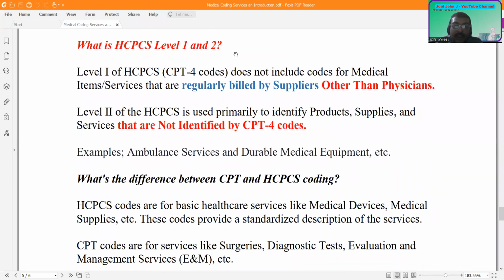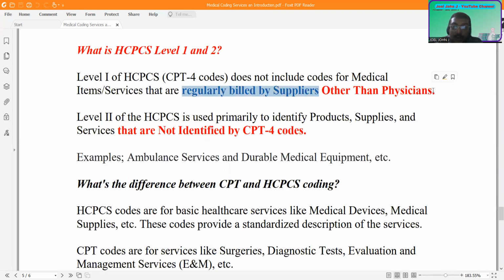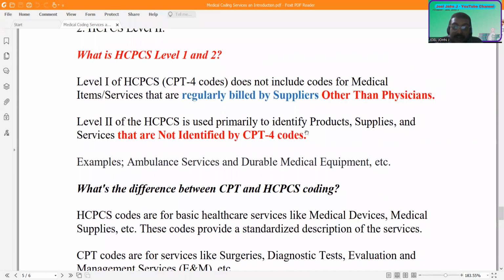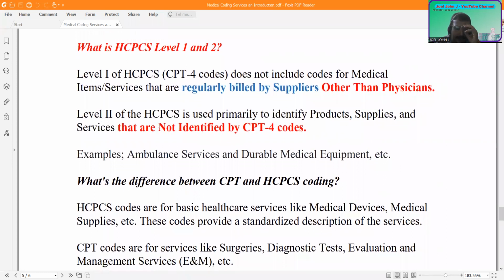What is HCPCS level 1 and level 2? HCPCS level 1 stands for CPT-4 codes. Note this: it does not include medical item services that are regularly billed by the supplier, other than the physician. Whatever the physician bills is not included in level 1 HCPCS coding, but is included in HCPCS level 2. Level 2 of HCPCS is used primarily to identify products, supplies, and services that are not identified in CPT-4 codes. So if it's not in the CPT-4 codes, then those are identified in level 2 codes.